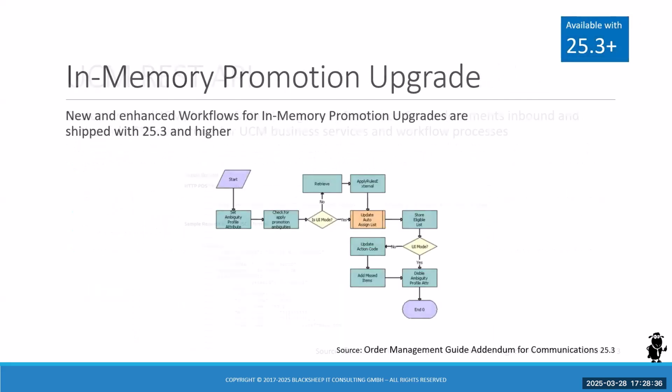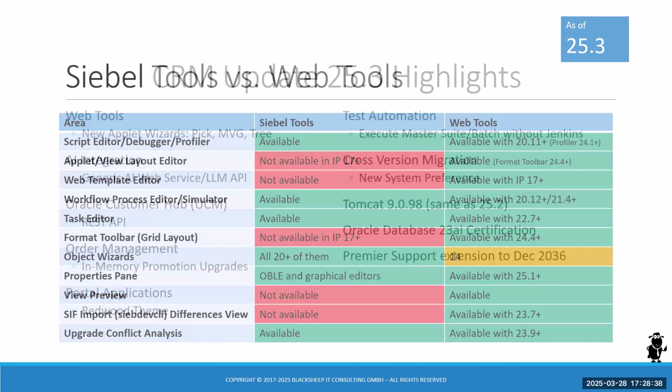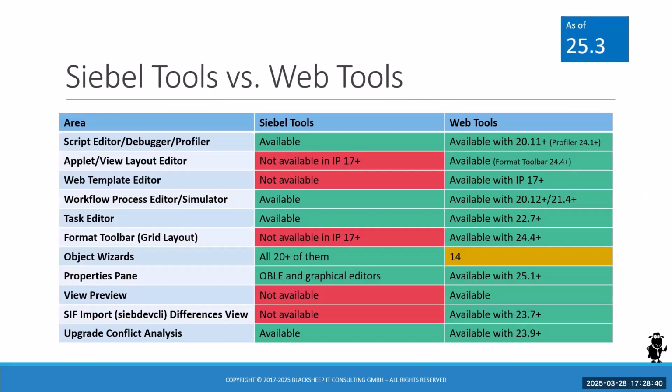Yes. So let me go back. I have some slides on that too. So the good old Siebel Tools versus Web Tools slide, where we track all the changes, and that means the wizard count is really going up, nearing, in a few months, that number matches Siebel Tools, and we go all green on this checklist.